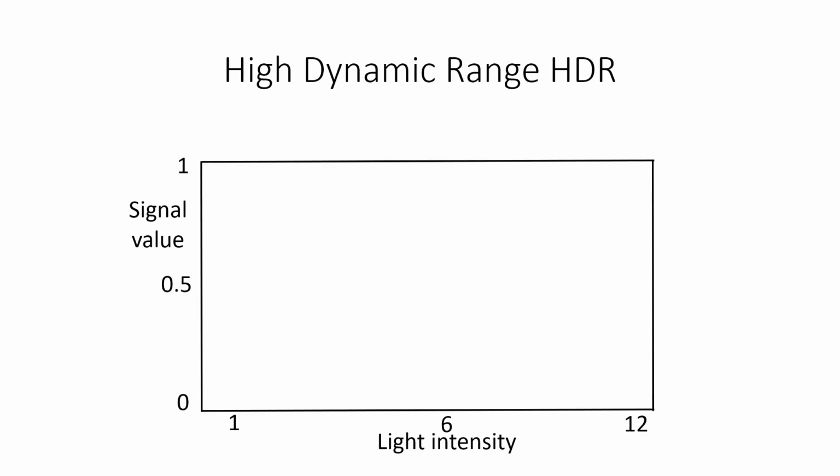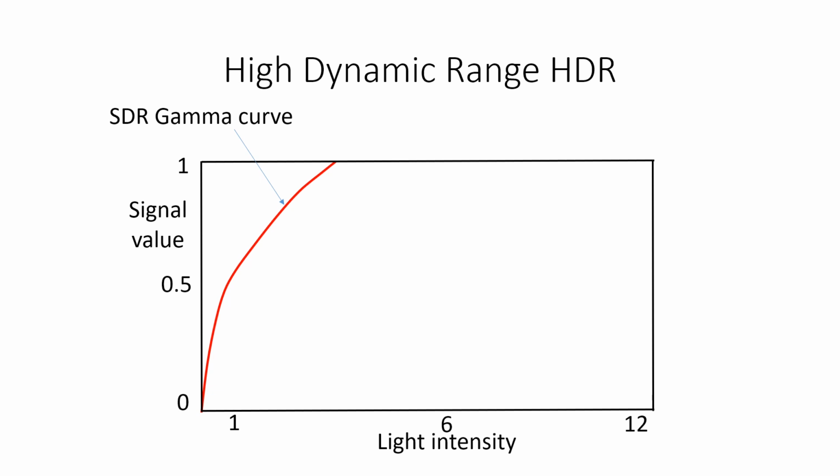Recent TVs have featured high dynamic range, or HDR. The dynamic range refers to the range of brightness between the darkest area and the brightest area in an image. This graph shows the intensity of the light on the x-axis and the signal value on the y-axis. The red curve shows the signal value versus the light intensity for standard dynamic range. The curve is called the gamma curve.